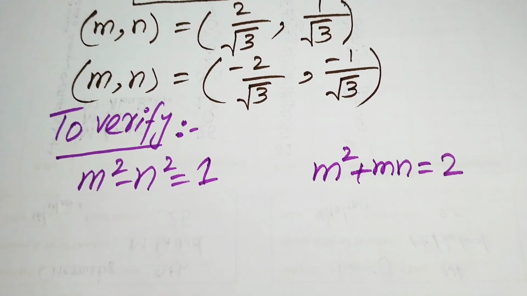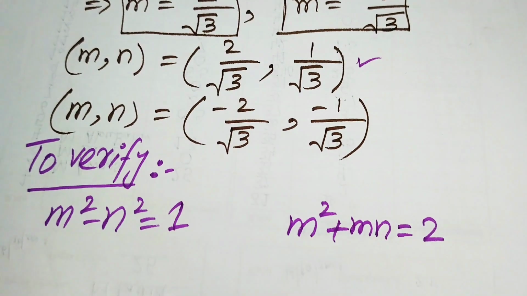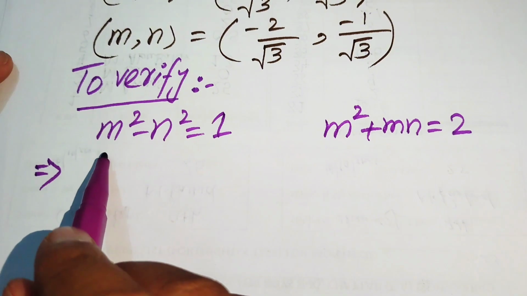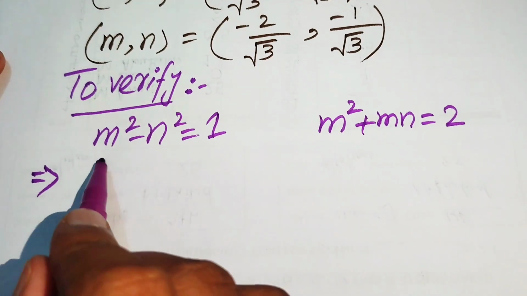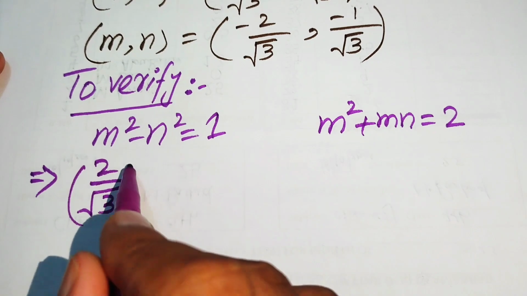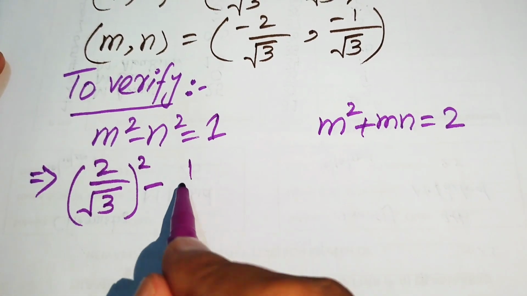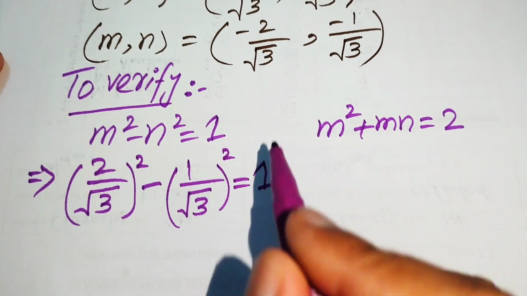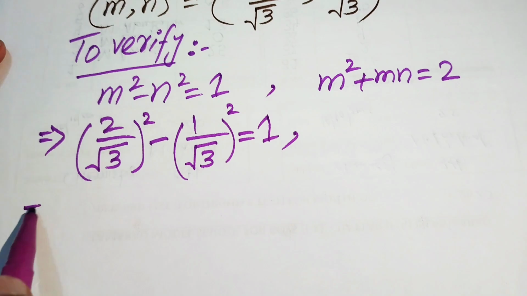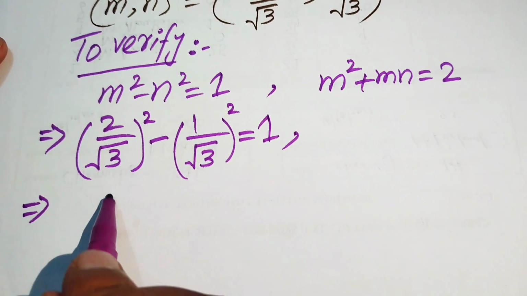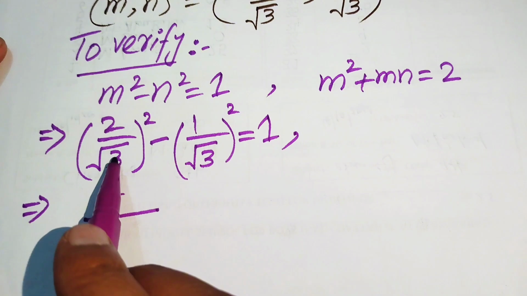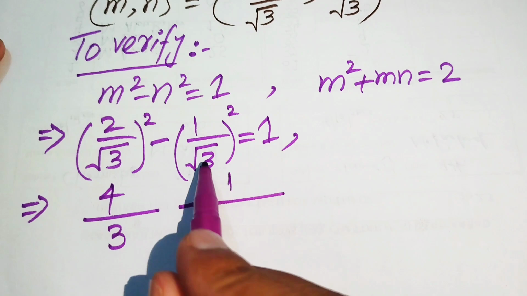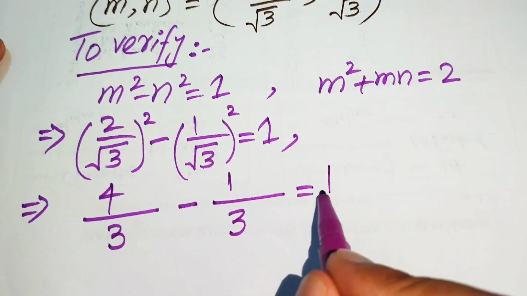And our second equation is m square plus mn equals 2. Here we substitute these values of m and n in the given equations and check. First we put the value of m, which is 2 over square root of 3, squared, minus the value of n, 1 over square root of 3, squared, equals 1. First we simplify: the square of 2 is 4, the square of square root of 3 is 3, and 1 squared is 1, so 4 over 3 minus 1 over 3 equals 1.